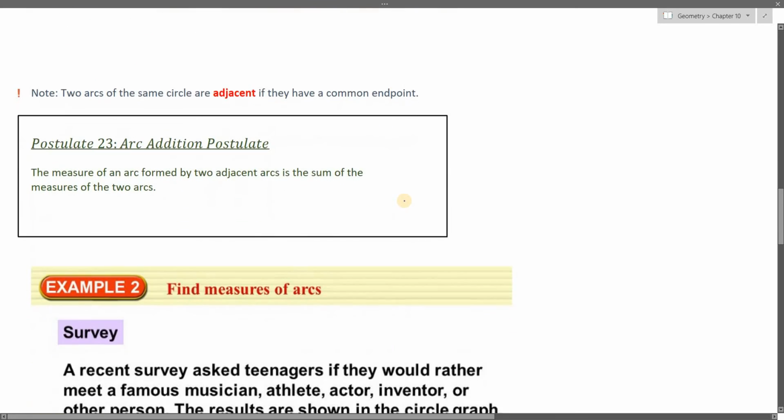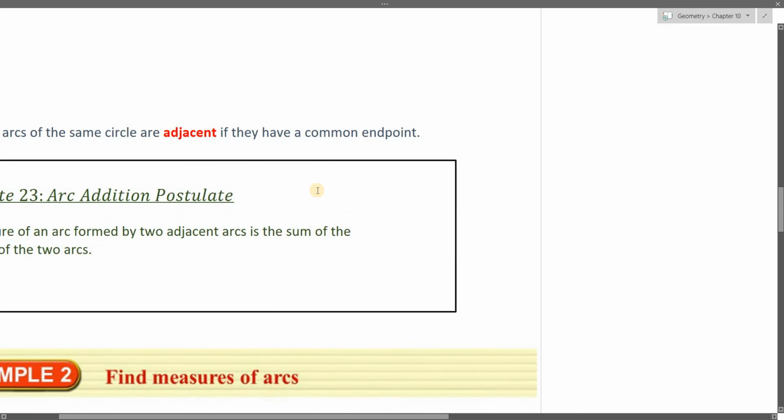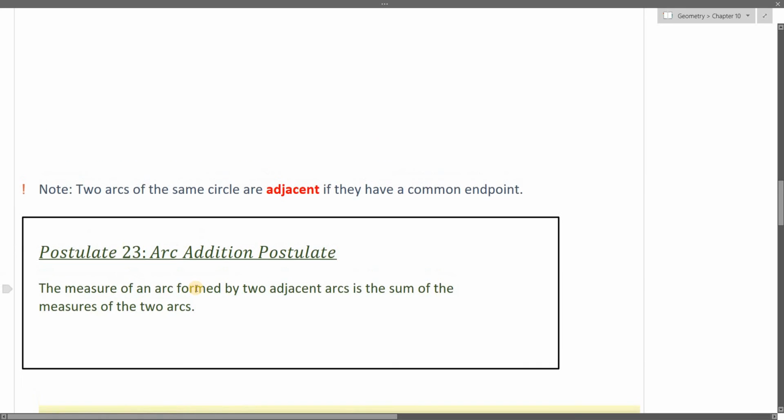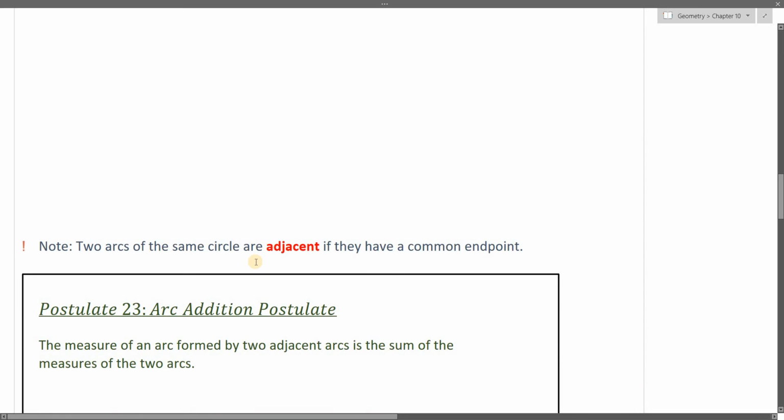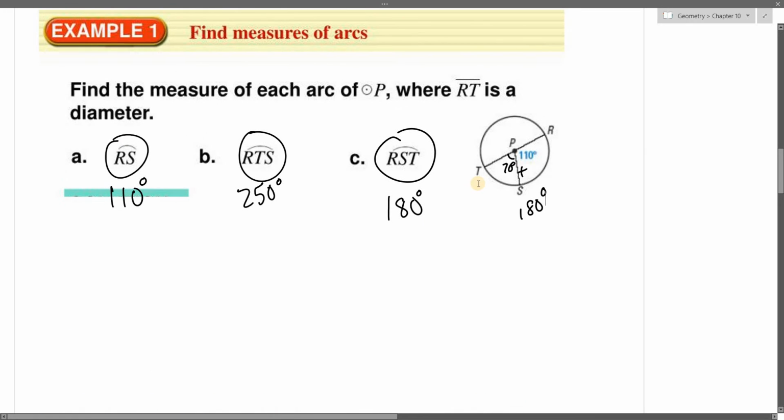All right, let's look at a note. Two arcs of the same circle. Let's zoom this in and focus on what we need to. Two arcs of the same circle are adjacent if they have a common endpoint. All right. And again, you'll have to forgive my art skills here, but let's use this one up here. This will be better.